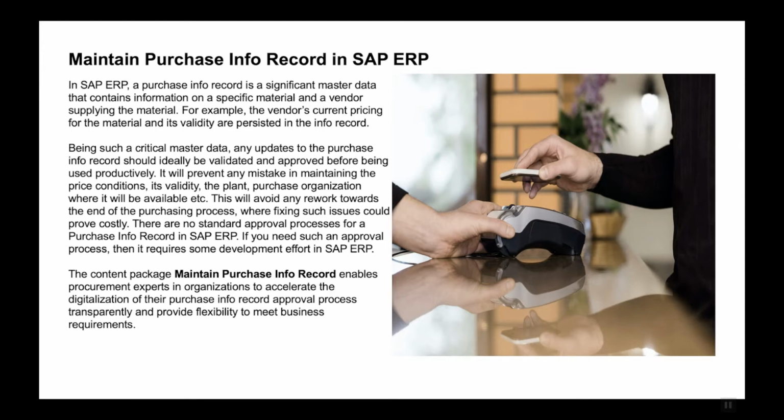When a user submits a request to create or update a purchase info record, a pre-configured process variant is triggered in SAP Cloud Platform Workflow Management. Only after an approval process, the information is updated in SAP ERP.